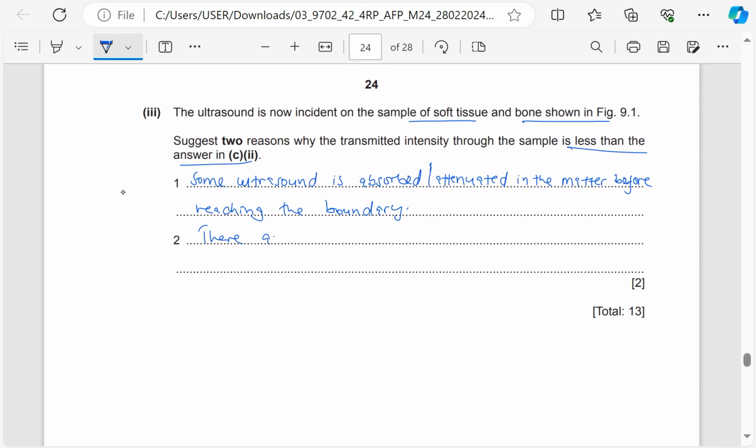Number two, there are more than one boundary. We expect that there could be more than one boundary in the tissue. So more reflections occur, because for every boundary we expect reflection. So there are more than one boundary, so more reflections occur. This would reduce the intensity which is transmitted.